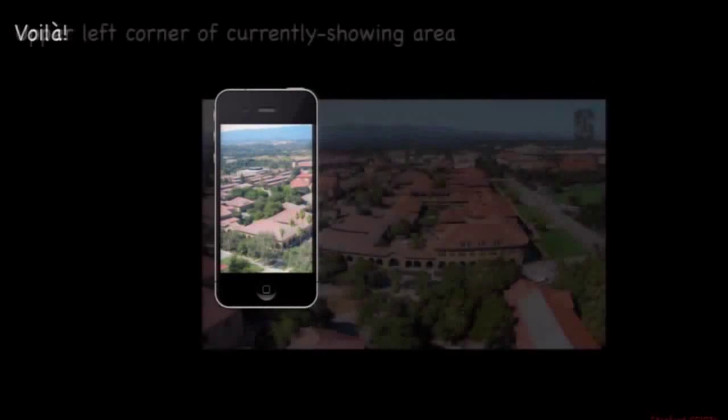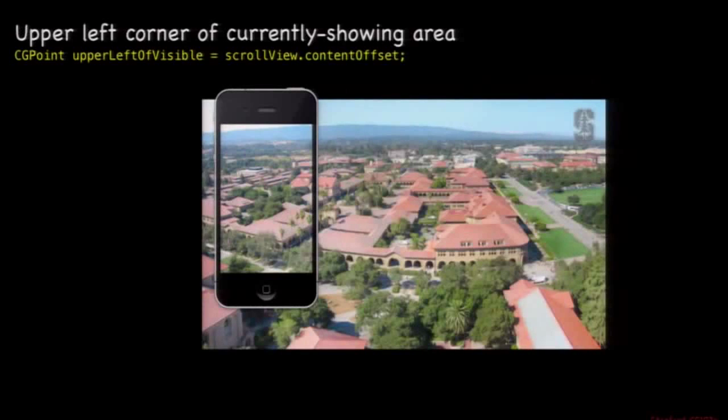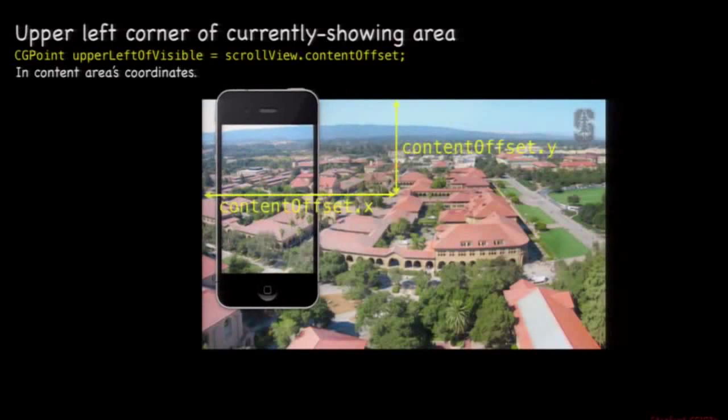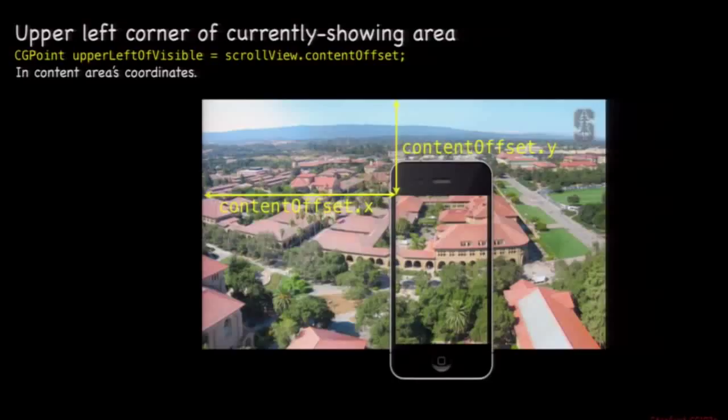It's kind of overlapping the view here because those two views overlap in the content area, etc. So it's as simple as that. It's all about that content size thing. Now, as a programmer, you might want to know where the user is currently looking in my content area.